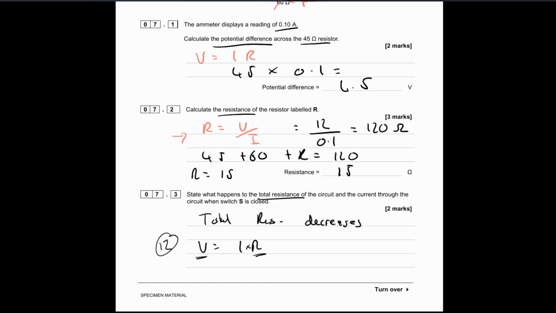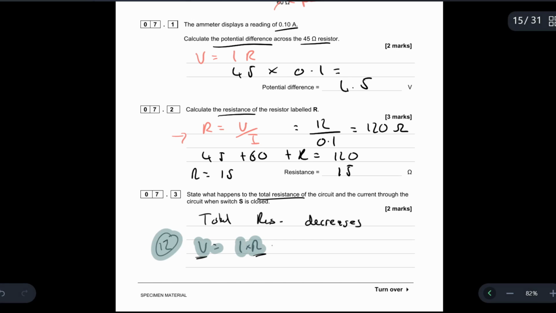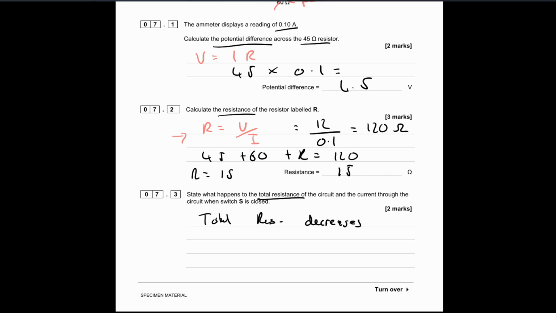So that's kind of the mathematical explanation. If your voltage is constant, then as your resistance decreases, your current needs to increase. So the current through the circuit is going to increase.